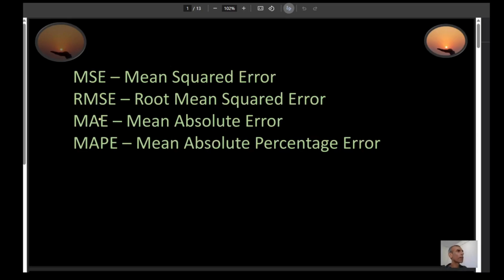Hello students, welcome back. So now we are going to be talking about mean squared error, root mean squared error, mean absolute error, and mean absolute percentage error.